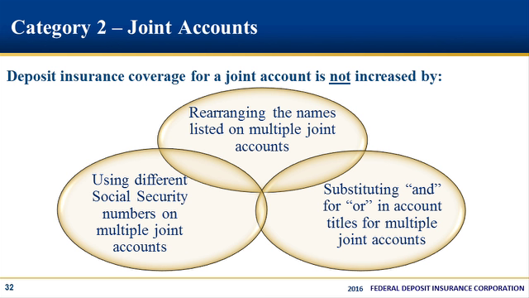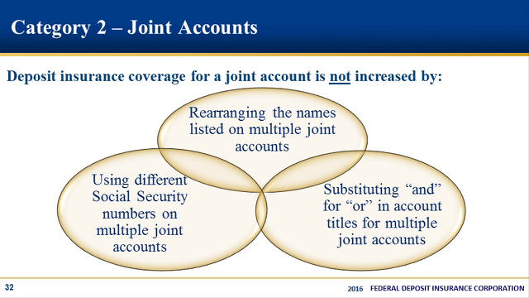Second, another misconception that the FDIC is asked about is whether using different Social Security numbers on different accounts somehow increases coverage. It does not. Again, if John and Mary are co-owners of two joint accounts, and John's Social Security number is used on one of the joint accounts, and Mary's Social Security number is used on the other joint account, this does not double the amount of deposit insurance coverage.